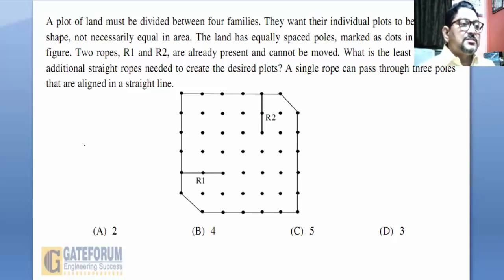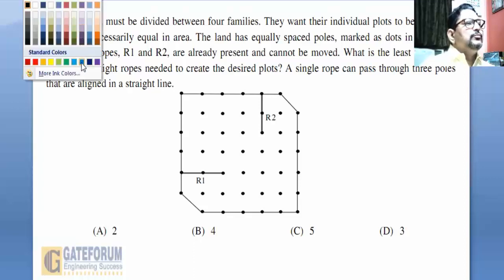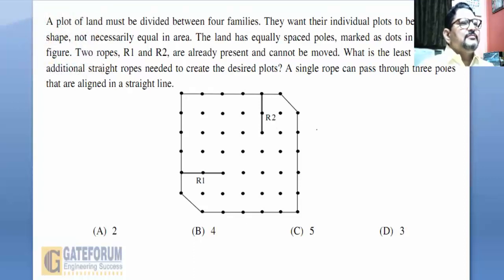The ropes must be straight to create the desired plots. A single rope can pass through 3 poles that are aligned in a straight line, but can't pass through 4. It's the last line that actually acted as a clue. See, the moment they say 3 poles, it automatically came in.